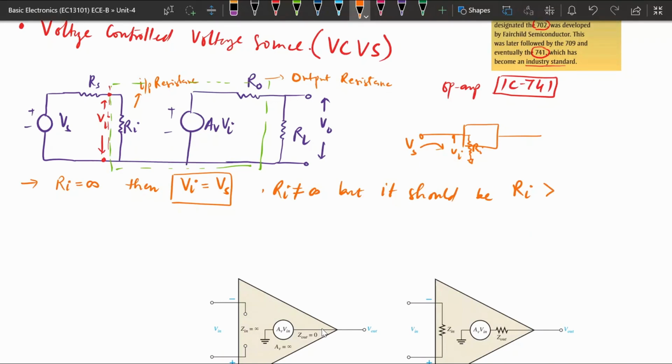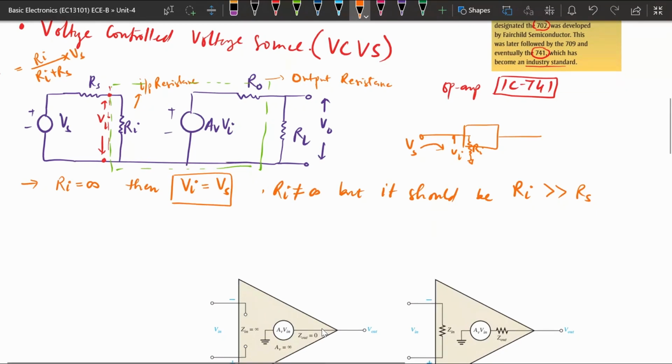Another way we can see it is from this part. If we want to calculate the voltage across this Ri, what will it be? The voltage across Ri will be equal to Ri divided by Ri plus Rs, multiplied by Vs. This would be your input voltage. This input voltage will be equal to Vs only when this component is equal to 1.